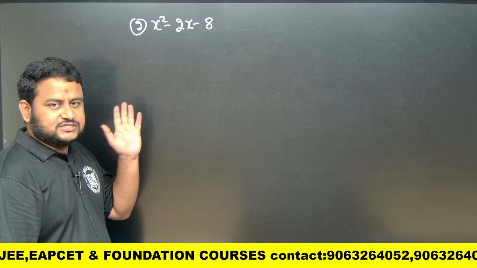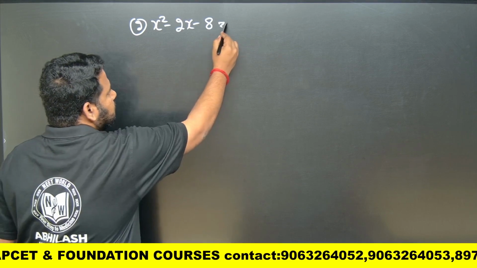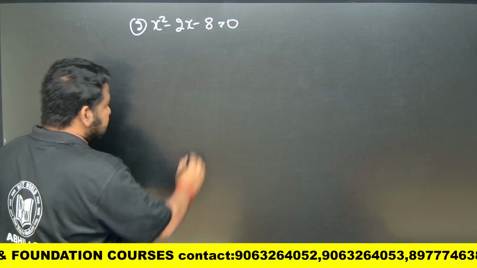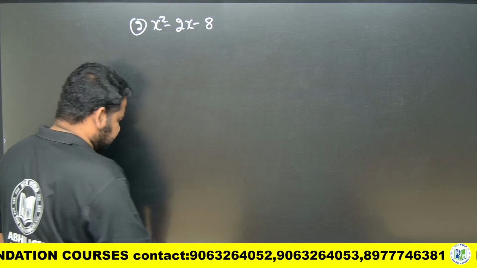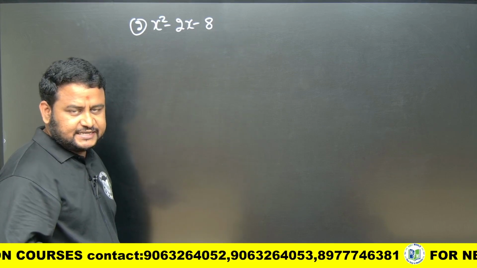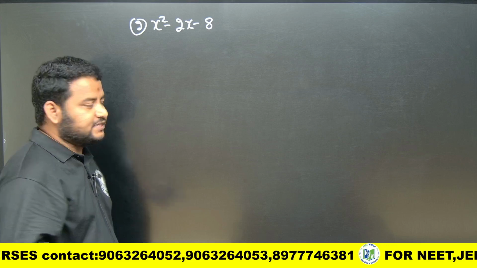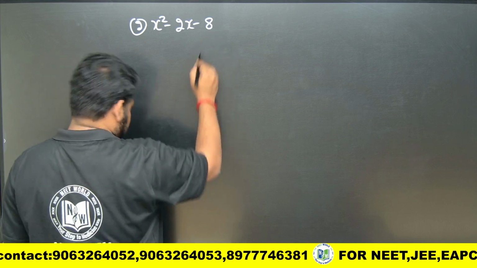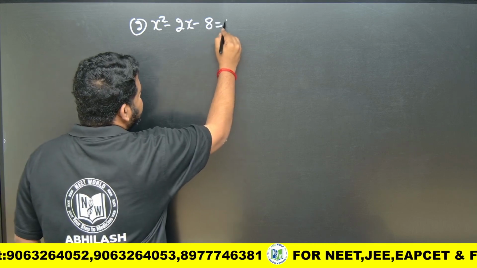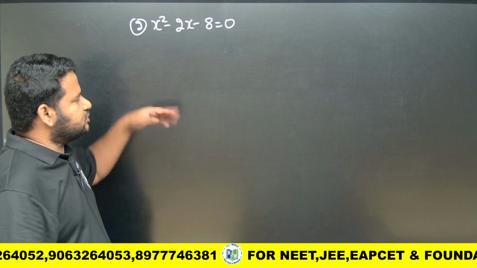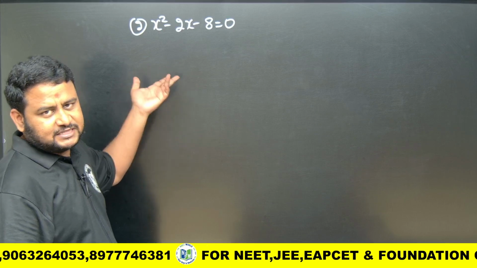Now what should I do first? I should equate it to 0. Same question, they are asking us to find the zeros, establish the relation between zeros and coefficients, and verify. So I have to equate it to 0. Now first I should find the zeros, right? For that we will use the splitting the middle term method.